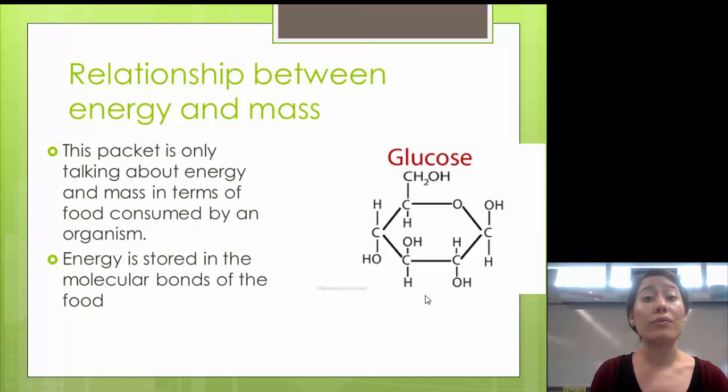So here's a molecule of glucose, which is a sugar that appears in many foods. And glucose has these molecular bonds that are represented by lines right here between our elements. And so the energy in this glucose molecule is contained in these bonds. In order to get the energy out of the food, out of the mass and the matter that the organism consumes, it is going to have to break that glucose down to release the energy that is inside those bonds. So once again, energy is stored in the molecular bonds of the food.